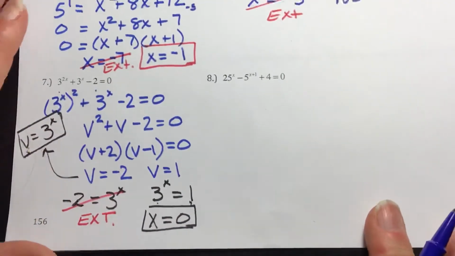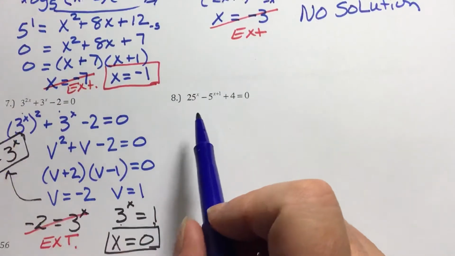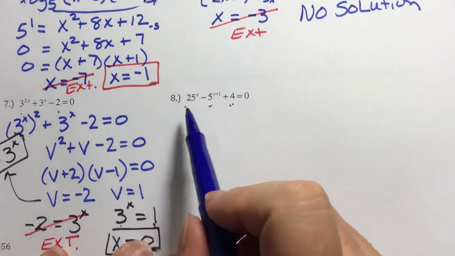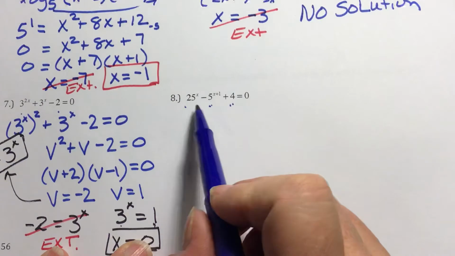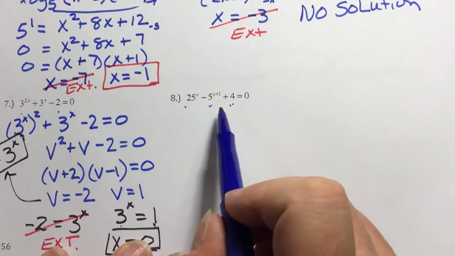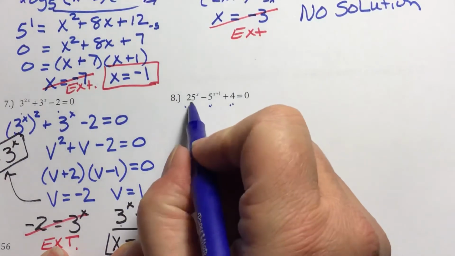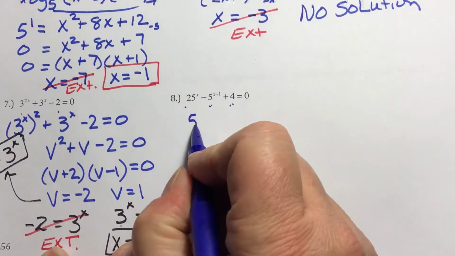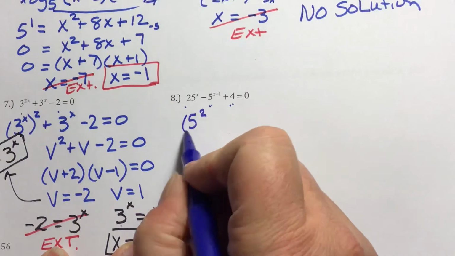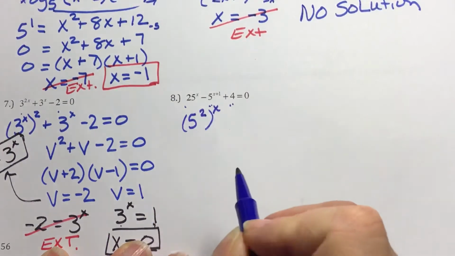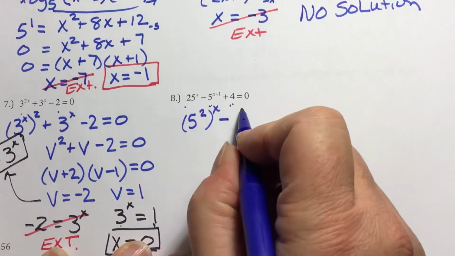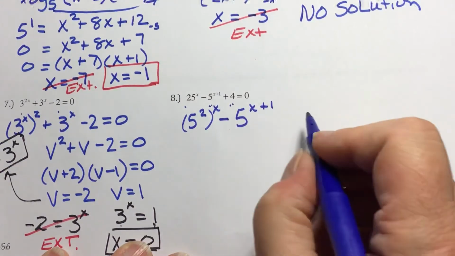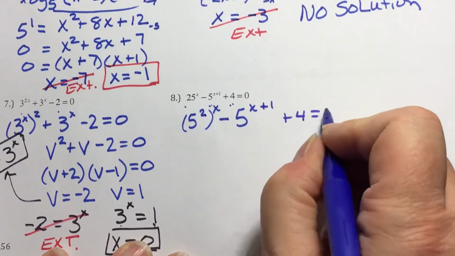Number 8 is very similar. I have a trinomial again. Look for those 3 parts with some kind of similarity here in terms of our bases. Now 25 and 5 are not the same base, but I can write 25 as 5 squared to the x power minus 5 to the x plus 1 power plus 4 is 0.